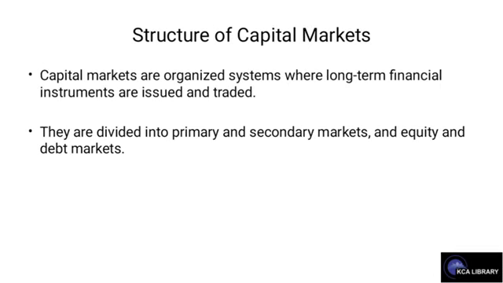Now let's look at the structure of capital markets. What is the capital market? Capital markets are structured or organized systems where long-term financial instruments are issued and traded. They are divided into two: primary and secondary markets, equity and debt markets. So the capital market is basically divided into two categories: primary and secondary market, and equity and debt market.